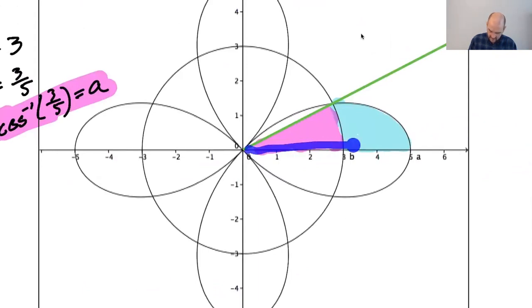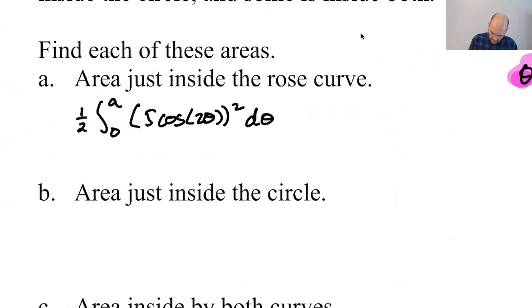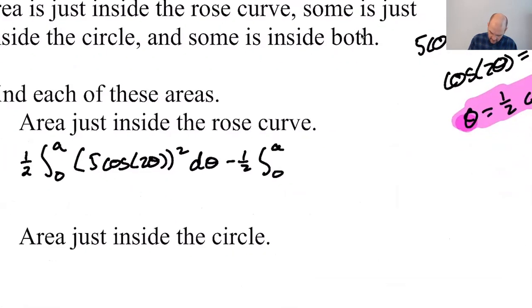I didn't subtract anything off. That's this. Now I need to subtract off the circle from 0 to what we're calling A. So I'm going to do minus 1/2 the integral from 0 to A of the circle, which is just r equals 3, d theta.